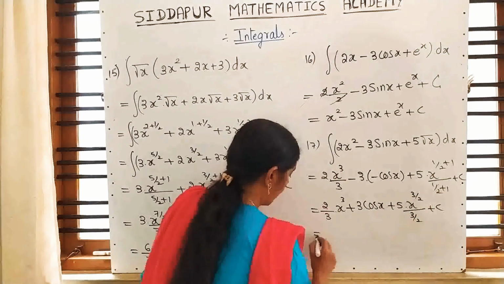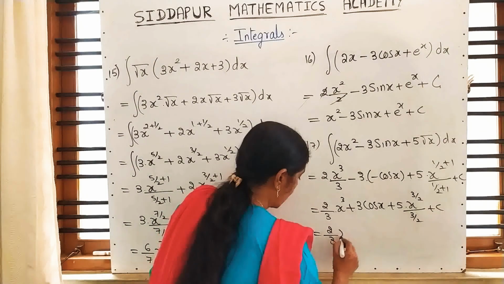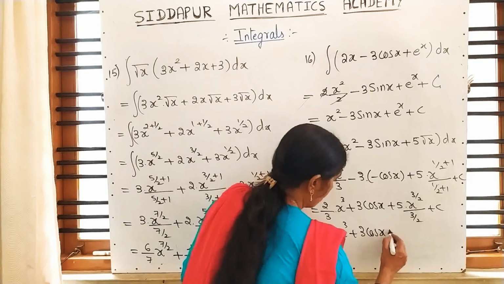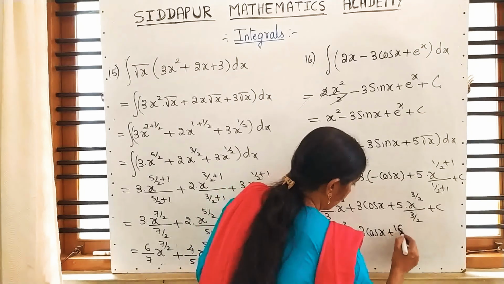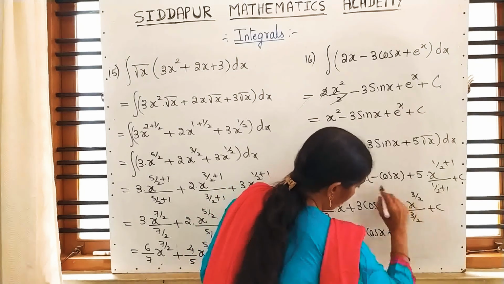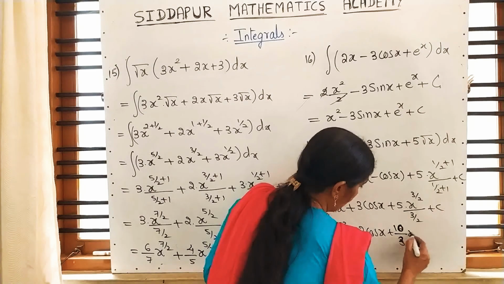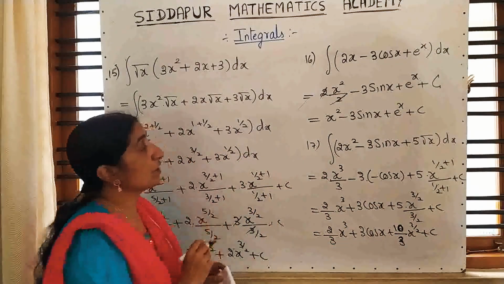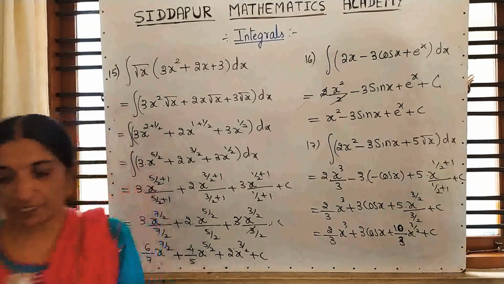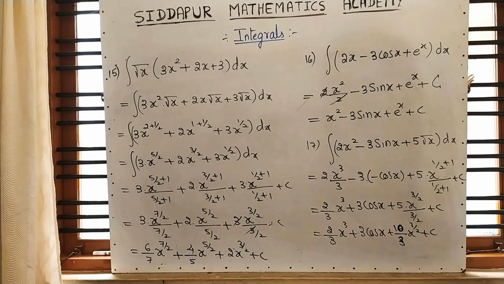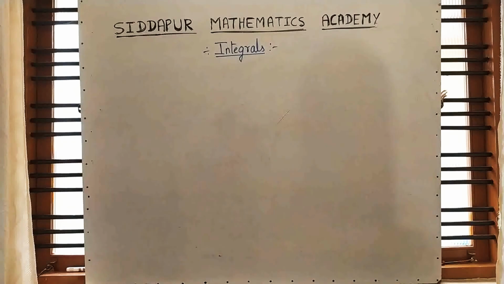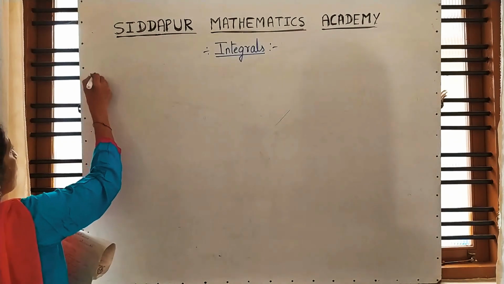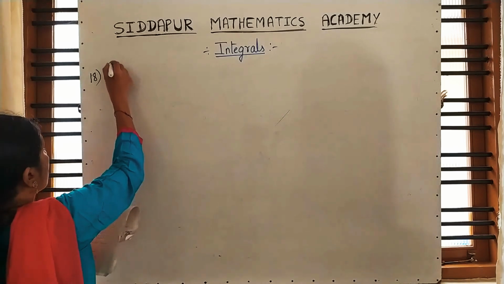One more step. 2 by 3 x cube plus 3 cos x plus 10, 5 2s are 10. 10, 2 goes up. 10 by 3 x raised to 3 by 2 plus c. Moving to the next question, that is question number 18.